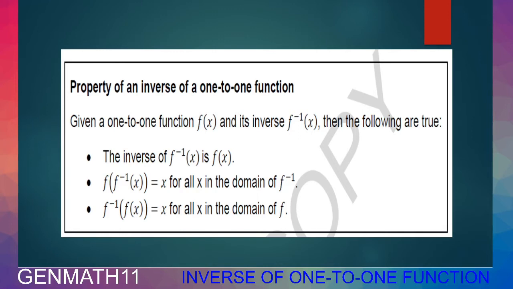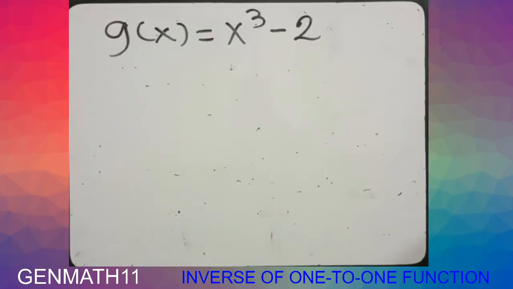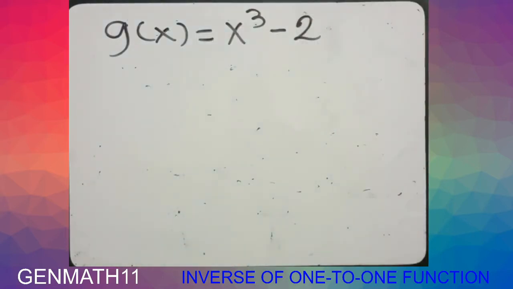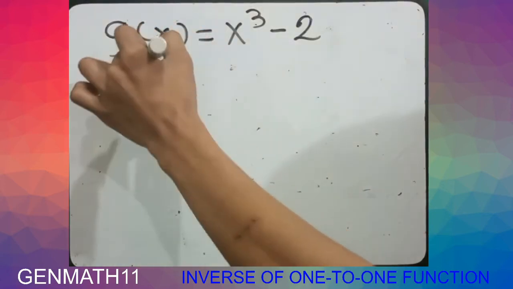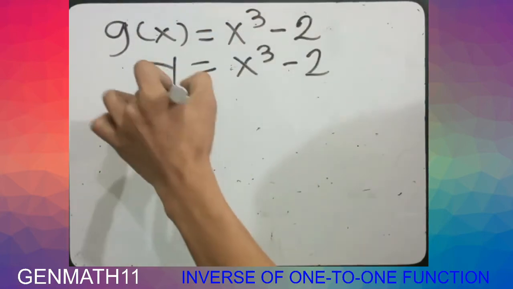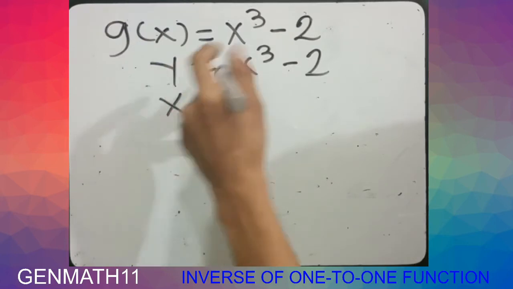Tumungo tayo sa next example. Find the inverse of g of x is equals to x cubed minus 2. Try natin kunin yung inverse niyan. Tingnan natin kung meron siyang inverse. Ganun pa rin yung process. Si g of x, gagawin mo, y. Next, pagpapalitin mo si y at saka si x. Si y magiging x. Then, si x magiging y.